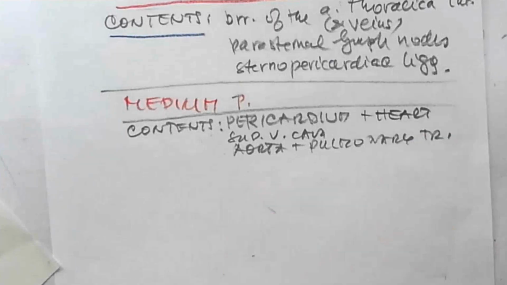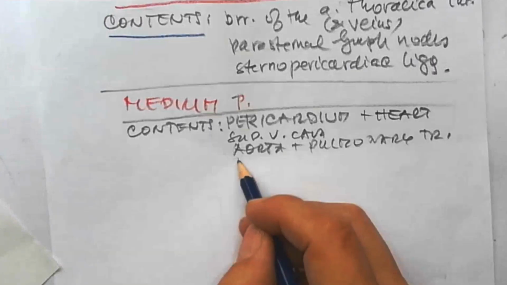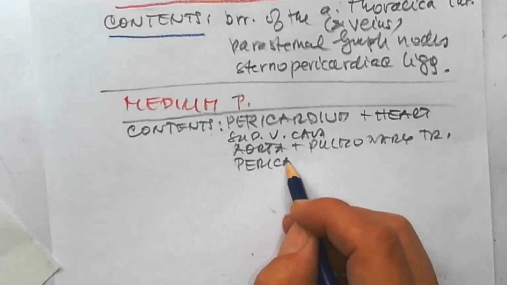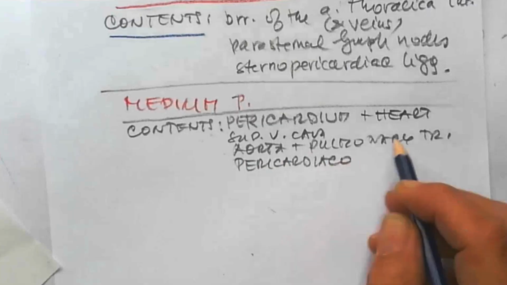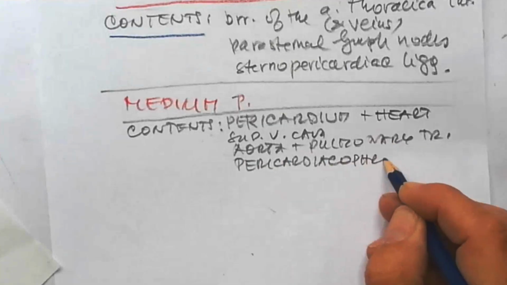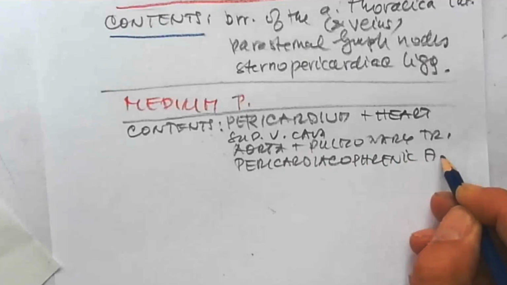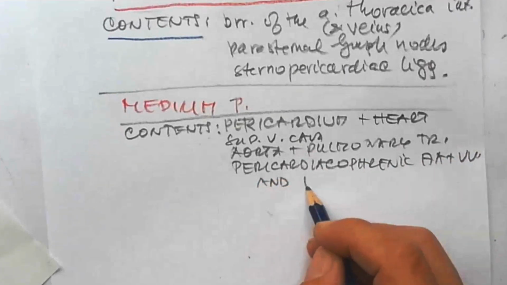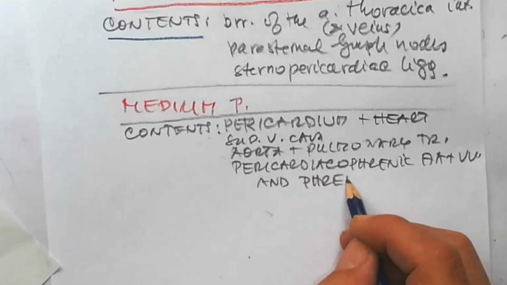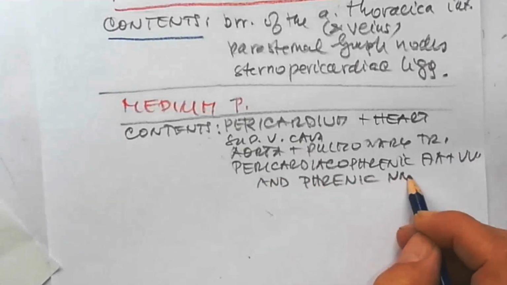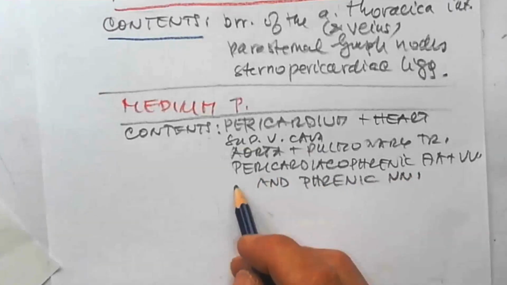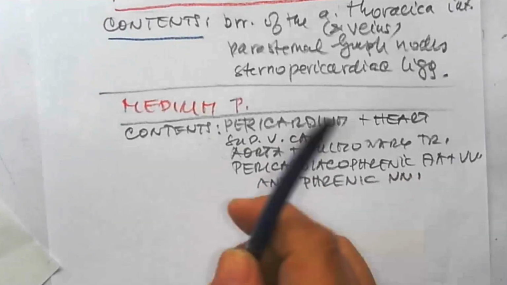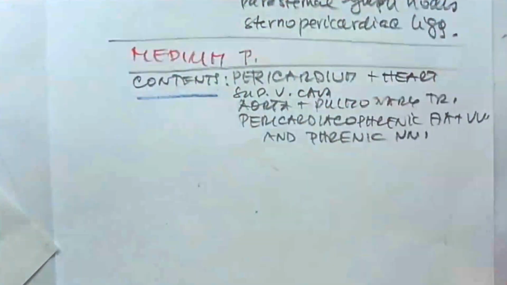Then also pericardiacophrenic arteries plus veins, and the phrenic nerve. They run on the sides, phrenic nerves on both sides. No? So I mean that this is really easy. We don't need anything extra to describe the pericardium, etc., etc.